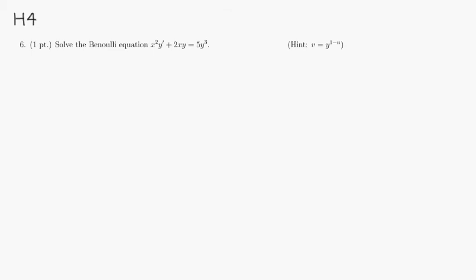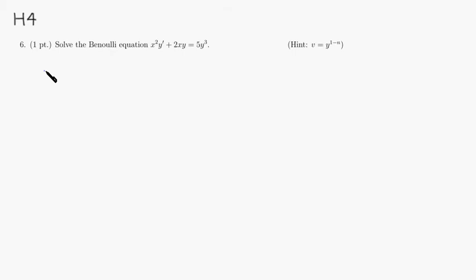Okay, let's look at homework 4, problem number 6. This is the Bernoulli equation: x squared times y prime plus 2xy equals 5y cubed. We want to solve this differential equation using the suggested substitution. So let's do that.